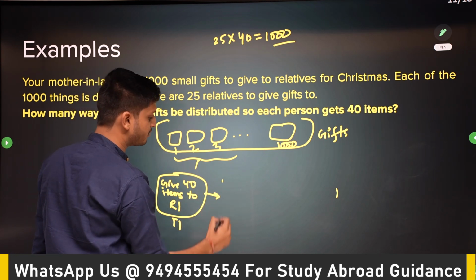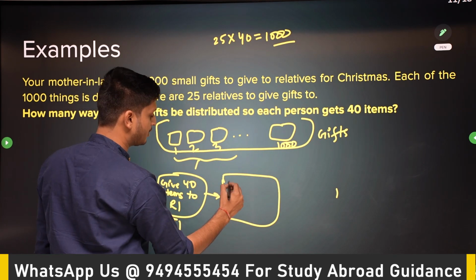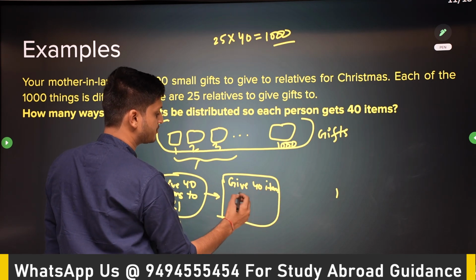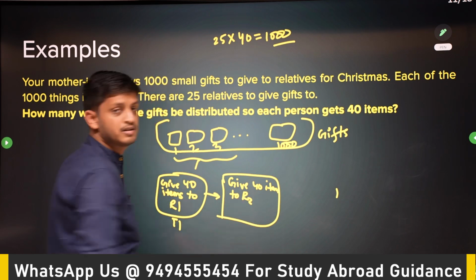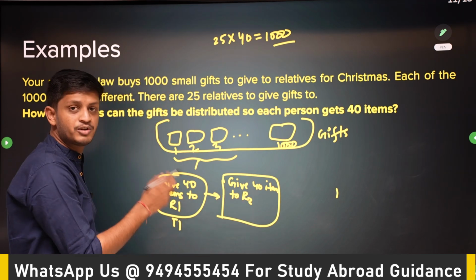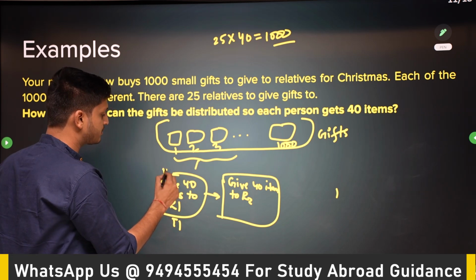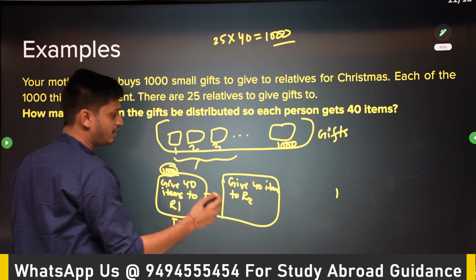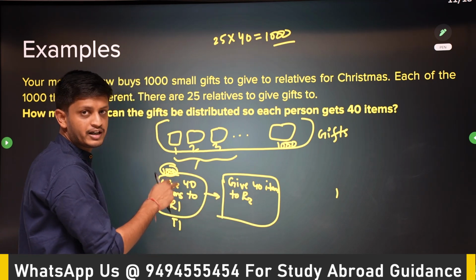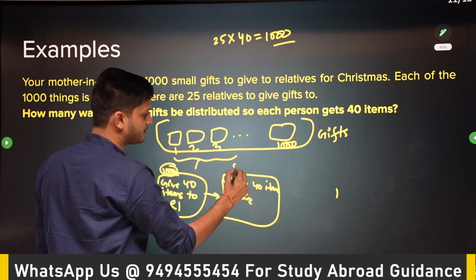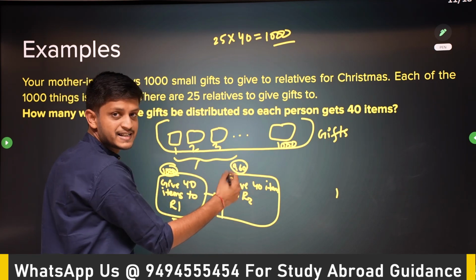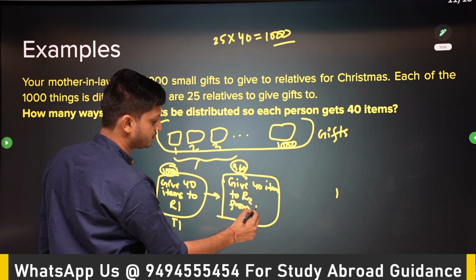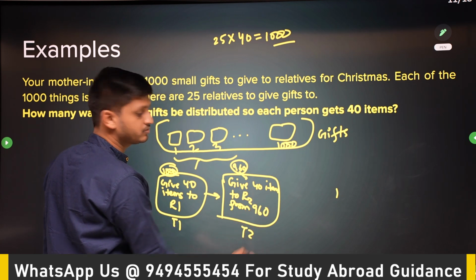And then my second task will be to give 40 items to the second relative. Right? Because I have to distribute exactly 40 items to R2. But when I am distributing to the first relative, I have 1000 items, so out of 1000 items I have to select 40 and give it to R1. Having already given 40 items, I am left with only 960 items. So from the remaining 960, I have to take 40 items and give it to R2. This is my task T2.